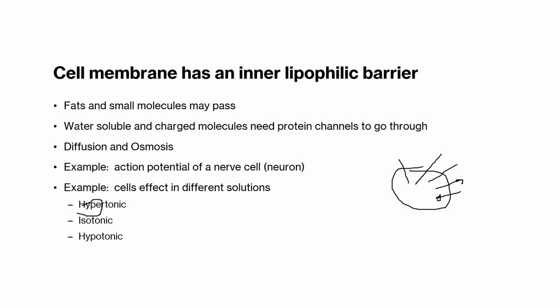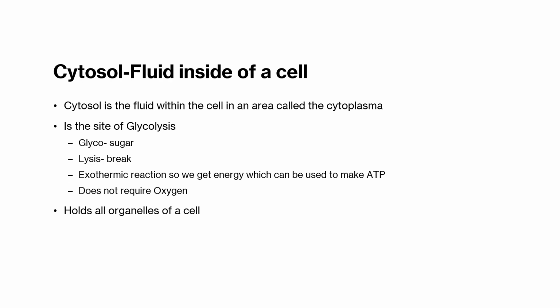Hypertonic will have more molecules, so water will be pulled out. Isotonic, things will stay the same, and hypotonic, water will come into the cell, causing it to swell or burst.